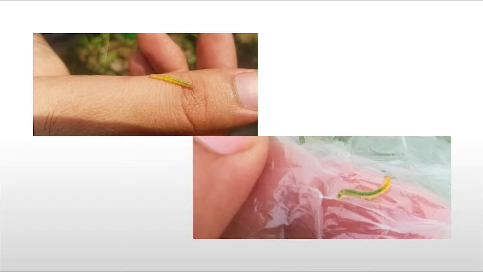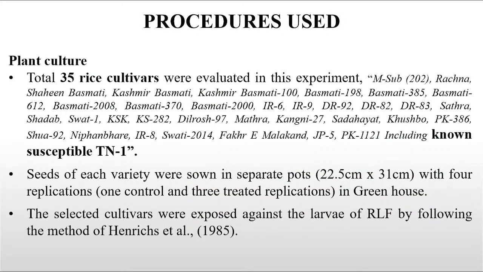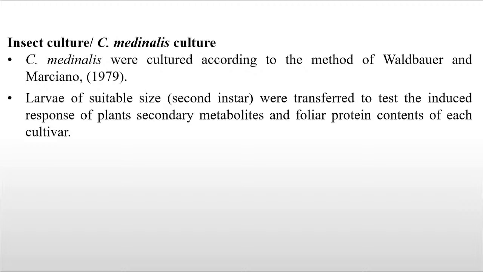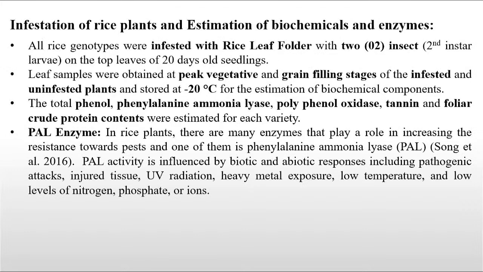These are the pictures we have collected from the field. Plant culture and insect culture, we all know this type of mechanism, and we can maintain the culture on a susceptible variety, the number of insects we need. A total of 35 genotypes were tested at two stages of the plant. One was the vegetative stage and the other was the grain feeding stage.